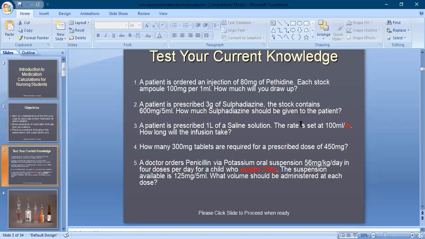Here is an example question, a board question like this. If you get any mathematical question like this, I'm just going to read it first, then we go for the solution of this question. Question number one: a patient is ordered an injection of 80 milligram of pethidine. Each ampoule is 100 milligram per ml. How much do you have to draw?